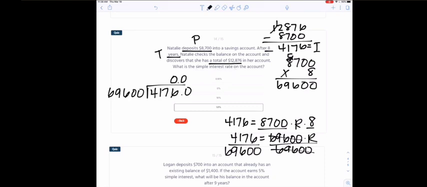Let me move that r. And we add another 0. How many times does 69,600 go into 417,600? This is a big number now. So I'm going to focus on making this one a 70,000, and making this 420,000. So 7 times 6 is 42. So I'm going to try 69,600 times 6.